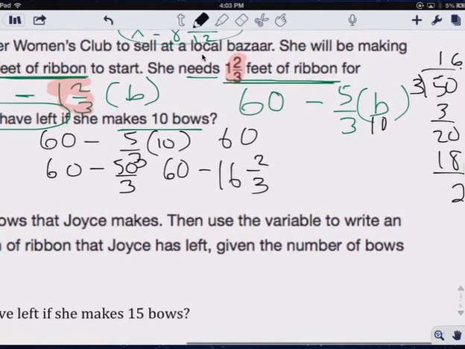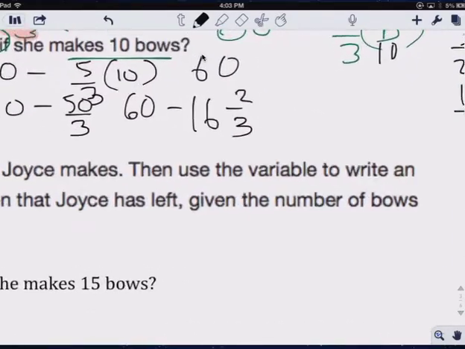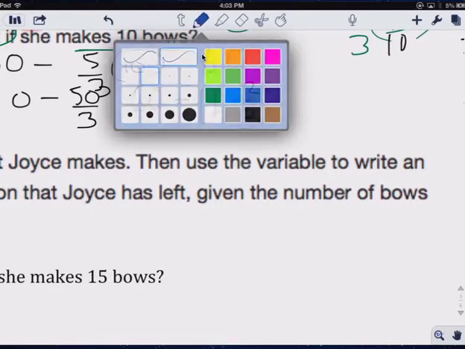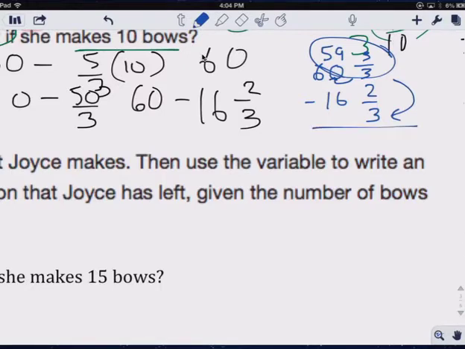So your problem is now 60 minus 16 and 2/3. That gives you 59 left. You borrow, and that gives you 3/3. Notice that this makes 60 itself. We use 3 because the denominator is 3. That gives you 1/3 of a foot of ribbon left, with 43 and 1/3 feet of ribbon left.